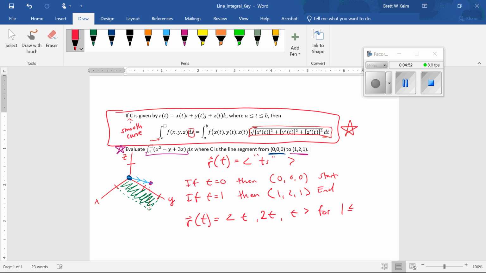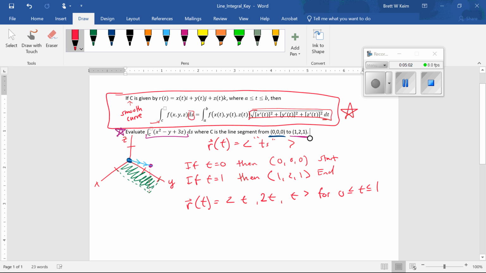t is between, not 1. It starts at 0 and goes to 1. Okay. And again, you could write this differently. You really could. You could write this differently and have different bounds of t, but this is by far the easiest way to represent r.